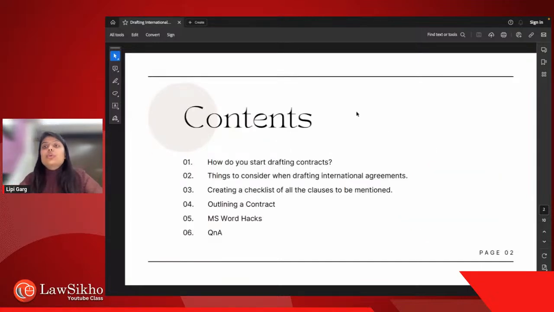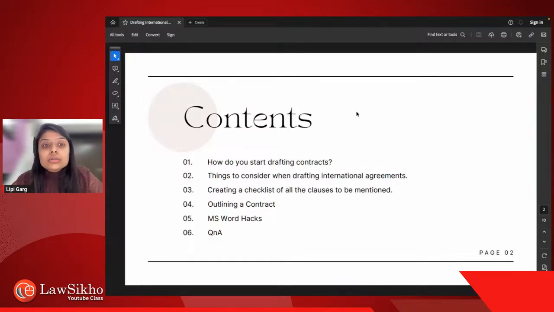All right. So, I will be starting with how do you start drafting contracts? Like, what should be the steps of drafting a contract? Then we will see things to be considered when drafting or dealing with any international agreements. There are a lot of things that differ when we draft international agreements, so I will be touching on only those points that are different.